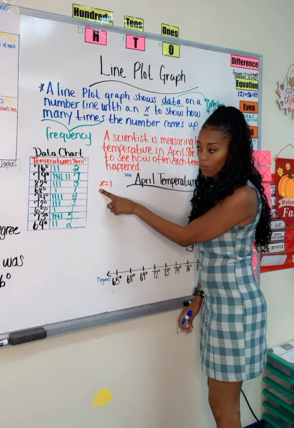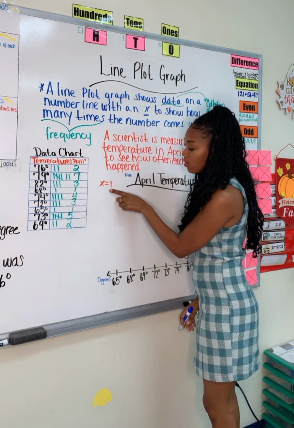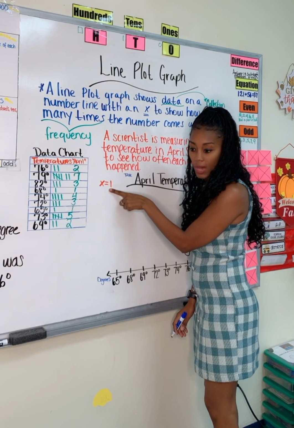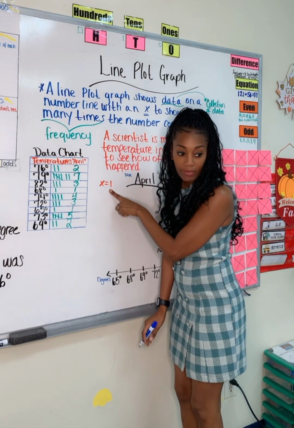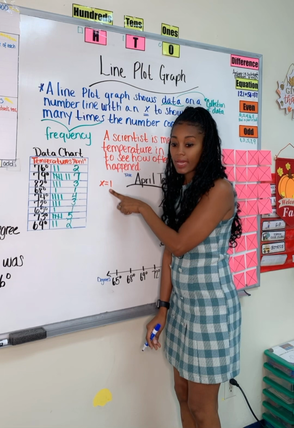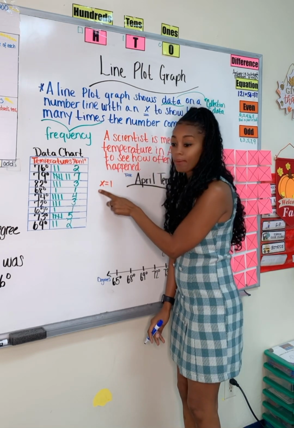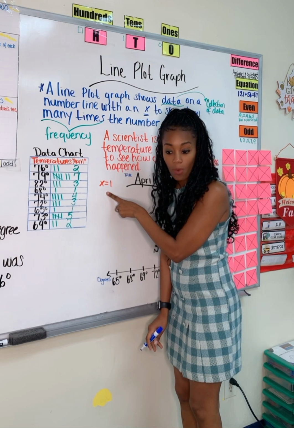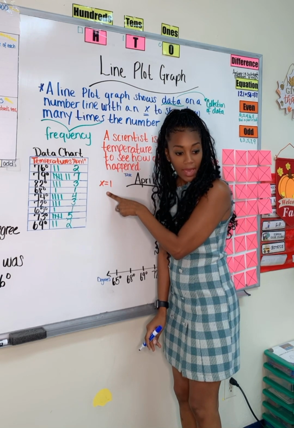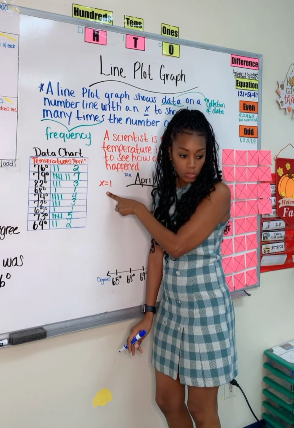When we look at the line plot, remember this is our key right here. Each X that we are going to use to represent these numbers here is only going to be equal to 1. That does not mean that every time you look at a line plot that this number is going to be 1. It could be 2, it could be 5, it could be 10. So you have to make sure you always look at what X is equal to. And if you don't see a number here, chances are X is equal to 1.